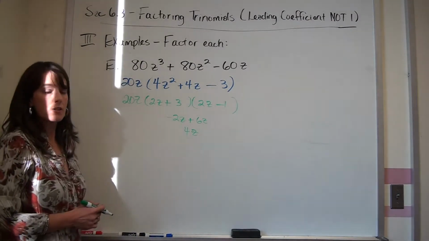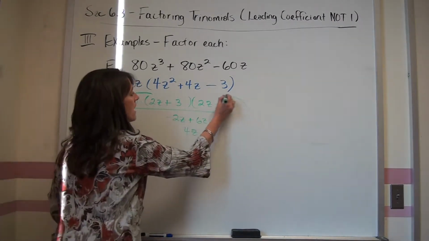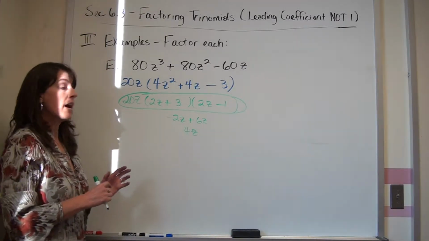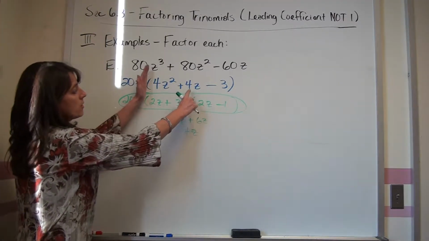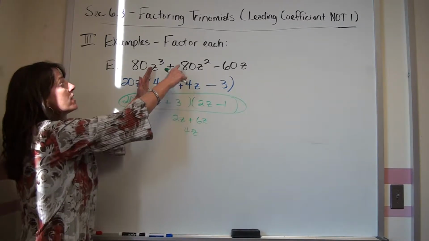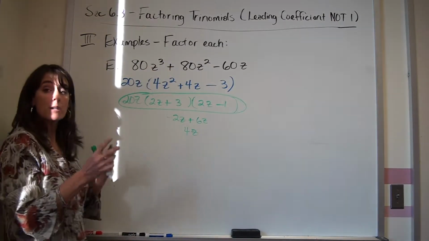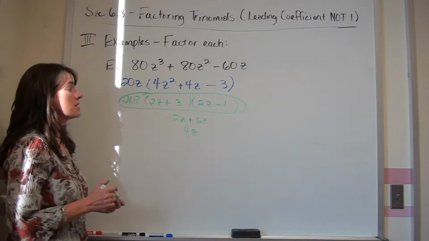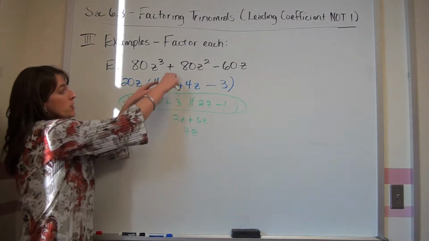So this is the factored form. Notice that I have to include what I divided out in the front at the beginning, because without it, if I only FOIL this, that'll only take me to here. I have to get all the way back to the beginning. So as I stated before in a previous video, this needs to stay in there, that 20z, so that once I get here, I multiply the 20z through.